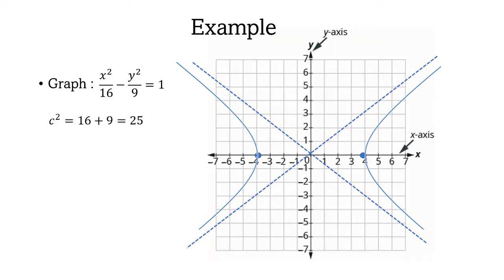Now we need the foci, so c squared equals 16 plus 9, that's 25. So the foci are located at (5, 0) and (-5, 0).